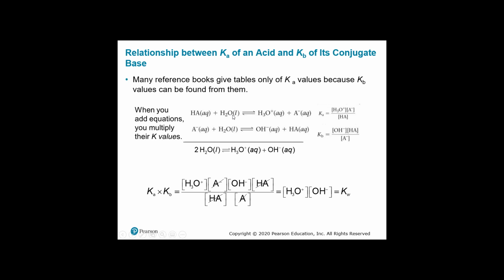Okay, so relationship between Ka of an acid and Kb of its conjugate base. This is simply showing you where the Kw comes in when we're dealing with an acid and a base. If we multiply these together, so here we have general equations for a Ka and a Kb. If we multiply, bring everything down here, and set it up, it's basically multiplying it out. Everything cancels out except for the hydronium ion and the hydroxide ion concentration, which still gives us Kw.